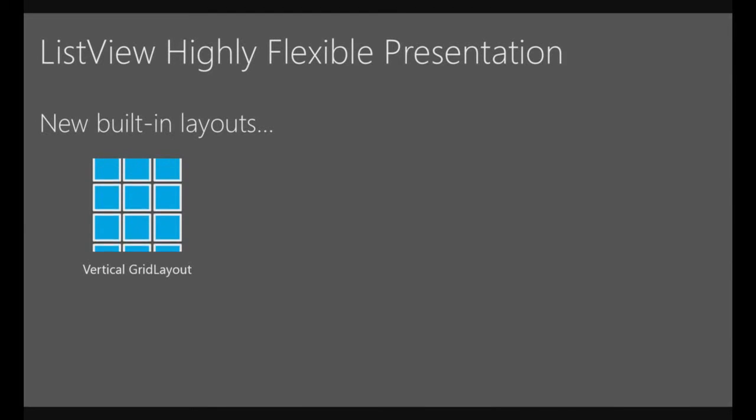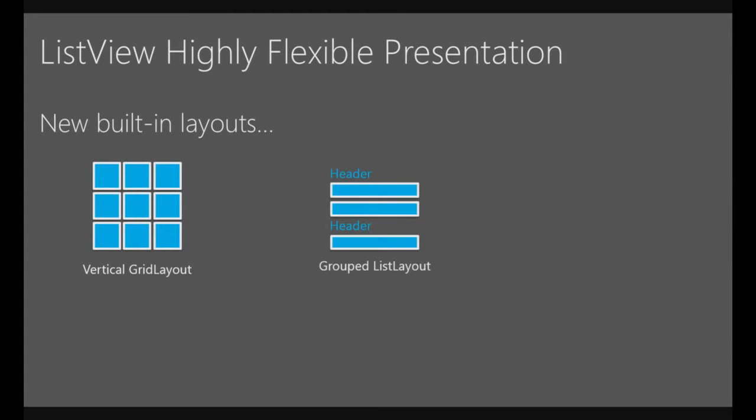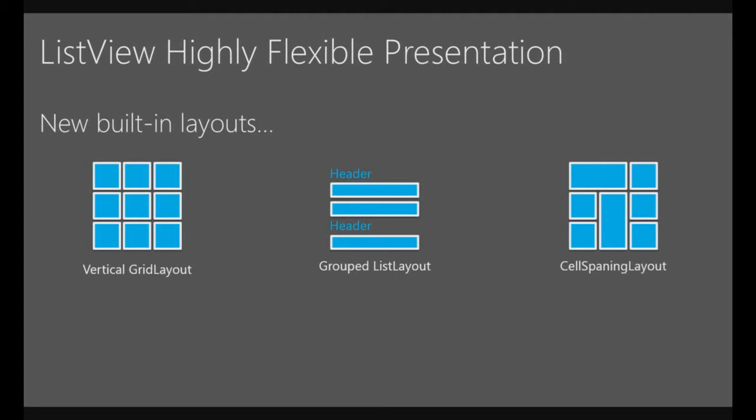The list layout now supports grouping and headers. And the cell spanning layout lets you design a puzzle piece type layout with items that span cells. Or you can build your own layout by implementing IListLayout too. For instance, our team built a sample circular layout in less than 100 lines of code.